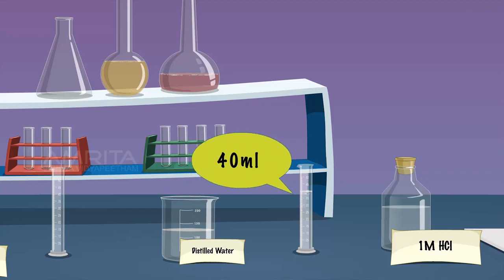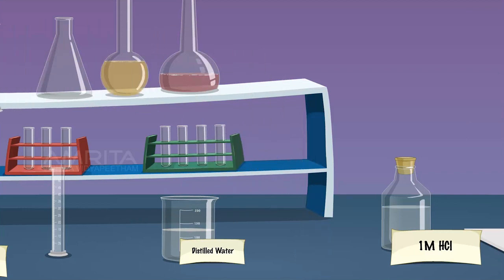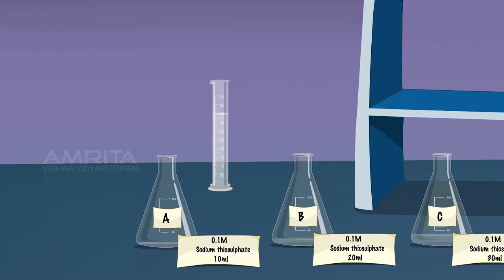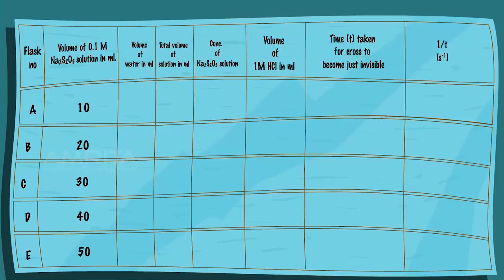Measure 40 milliliters of distilled water in a measuring jar. Pour it into the conical flask A. Now, the total volume of the solution is 50 milliliters and the concentration of the solution is 0.02 molar.